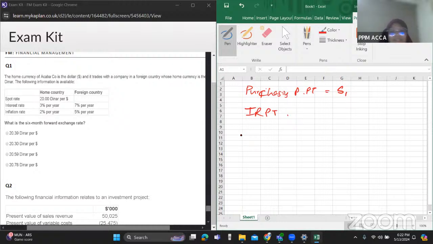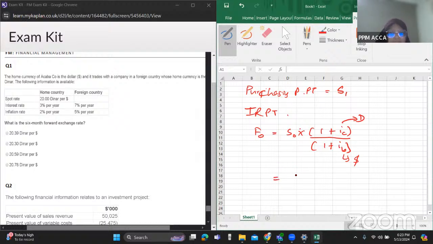So what is that theory? It says the forward rate equals the spot rate times 1 plus the interest rate of the counter currency divided by 1 plus the interest rate of the base currency. What are they saying here? They're saying that the dollar is our base currency, it's our home currency. So over here we should put the dollar rate, and they're saying that the dinar is the counter currency. So here the dinar rate should be there. So we have everything that we need.